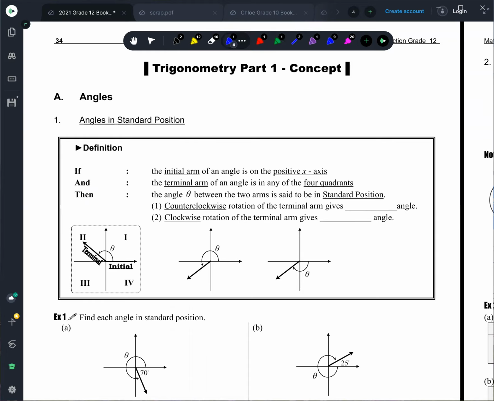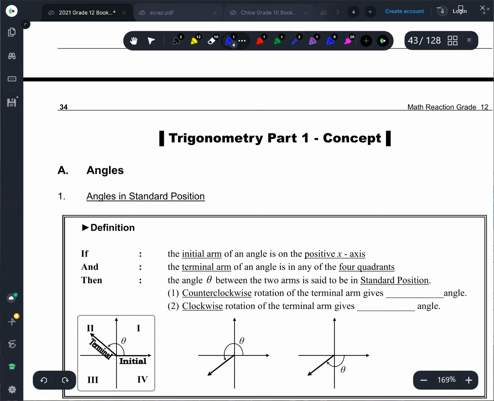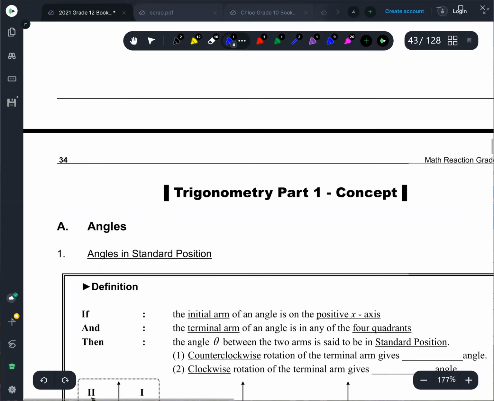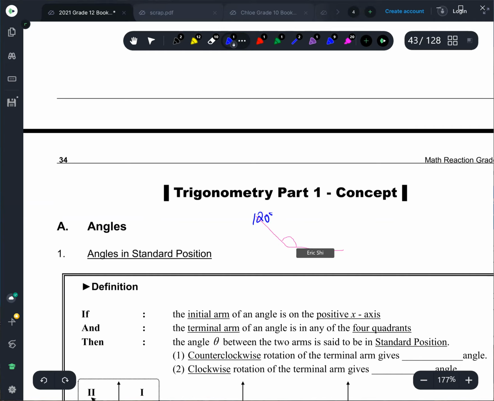Standard position means it's like a standard way to draw the angle. So for example, when the question says, please draw a 120-degree angle, right? What does a 120-degree angle look like? Eric, can you try to draw on the screen? 120-degree angle. Yeah, 120-degree. Very good.